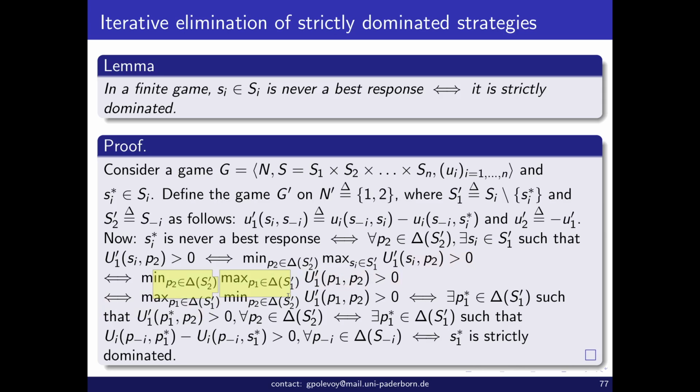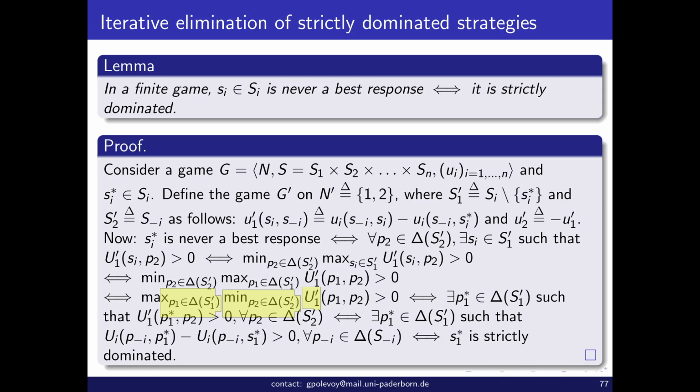Now it's equivalent that the min over P2 of the maximum over, now we change, we don't go over all the Si, we go over P1, all the mixed strategies, and from linearity it is the same. Now we use the known fact that in the mixed extension of a finite zero-sum game, min max equals max min. So min max is positive if and only if max min is positive. That's the core. That's what we use here.